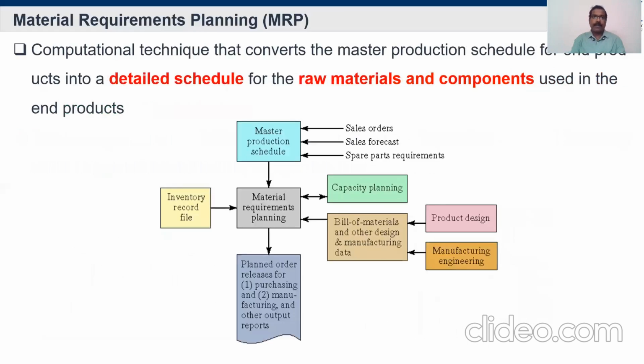This is what MRP is. Another way to say it is that it is the computational technique that converts the master production schedule for end products into a detailed schedule for the raw materials and components. This comes from the master production schedule, which comes from aggregate planning. From the master production schedule, material requirement planning comes down. Aggregate planning is the overall number. The master production schedule is the subclass, model wise.